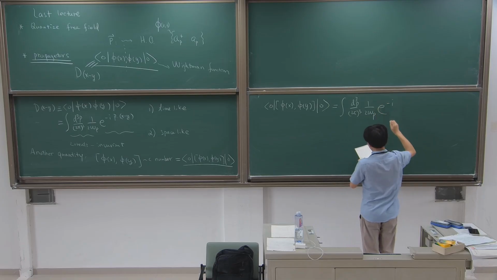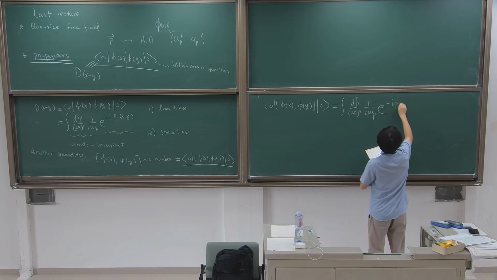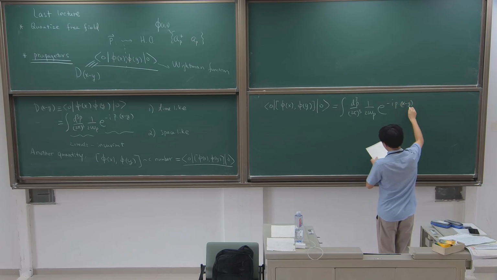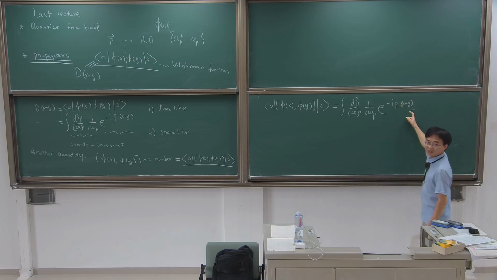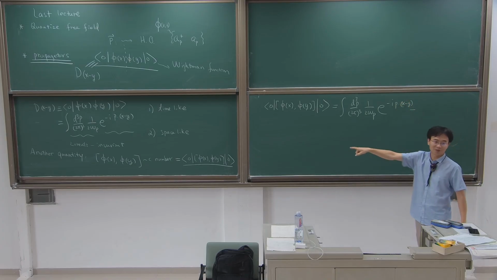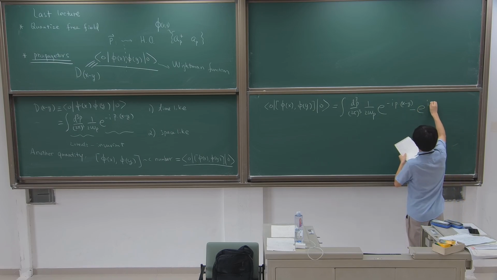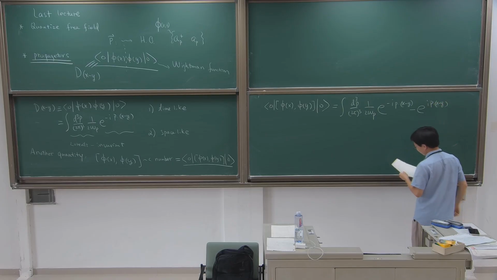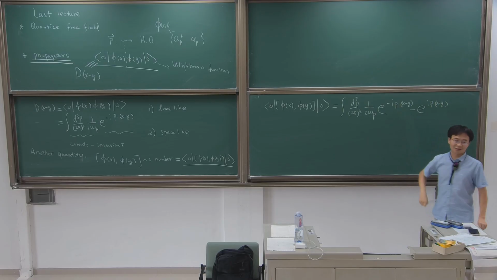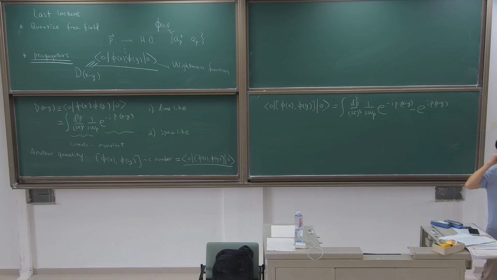The first term is the exponential minus IP dot x minus y. And the second term has a minus sign, the minus sign from the commutator definition. The second term is the exponential IP dot x minus y. Notice this dot is a four-vector inner product. It's not a three-vector, it's a four-vector.